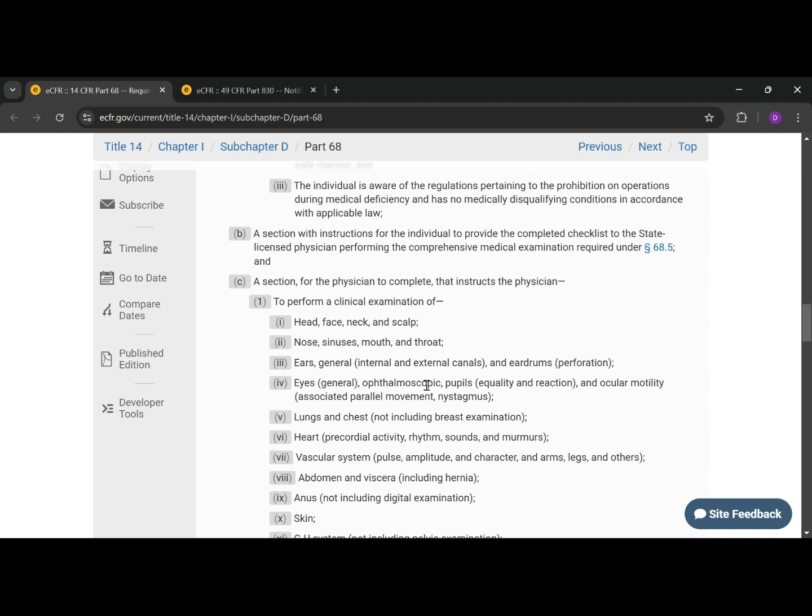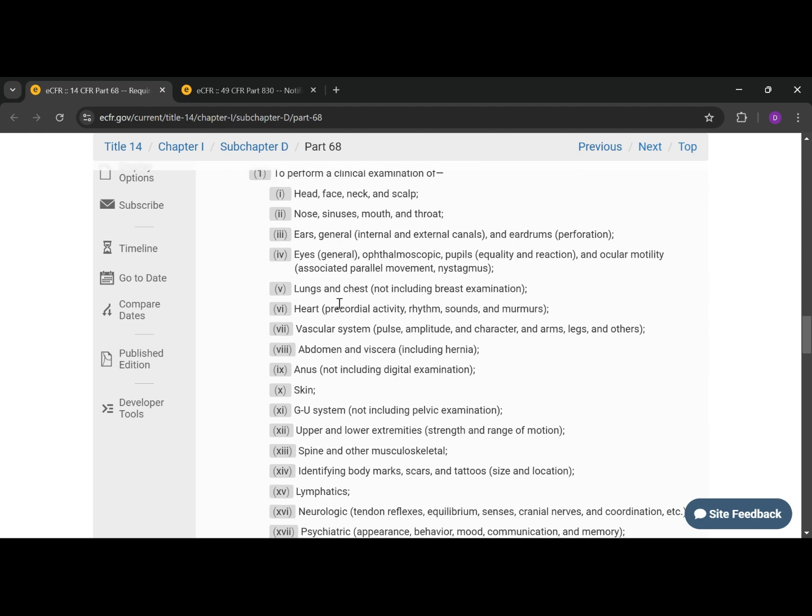Now, this is what the physician is looking for during the examination. This is the physician's checklist. A section with instructions for the individual to provide the completed checklist to the state licensed physician performing the comprehensive medical examination required under 68.5, and a section for the physician to complete that instructs the physician to perform a clinical examination of.